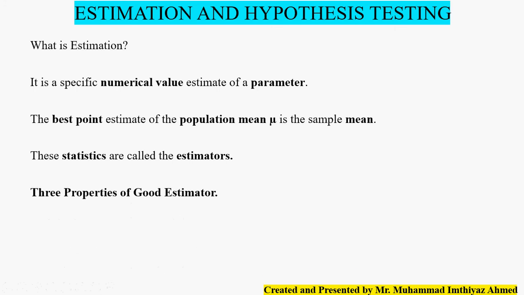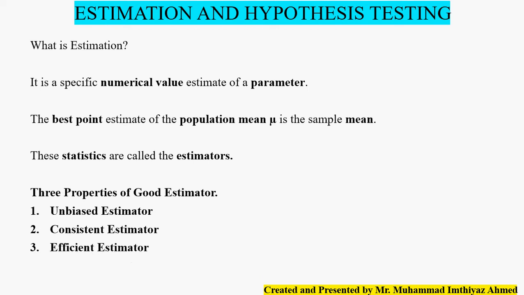There are three properties of a good estimator. The first one is unbiased estimator. The mean of the estimate will be equal to the parameter being estimated. Consistent estimator is regarded as a sample size increases, the value of the estimator approaches the value of the parameter estimated. Efficient estimator is considered the relatively efficient estimator has the smallest variation. So I hope the meaning with regard to estimation is clear.